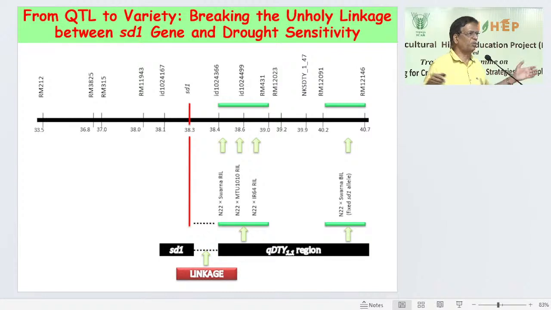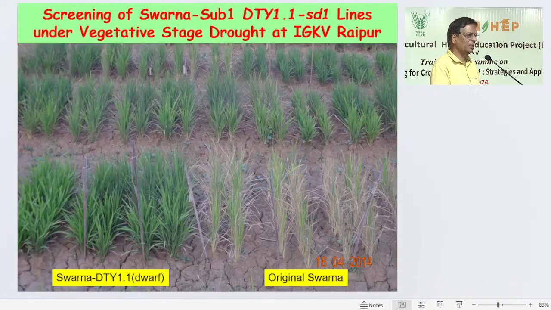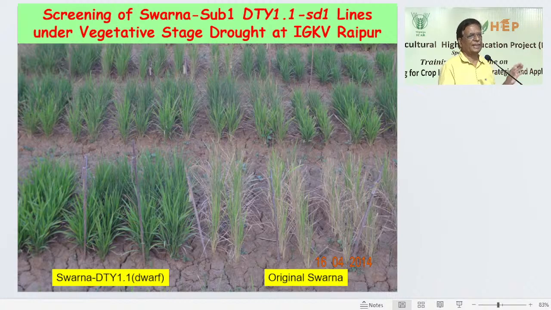For this you have to go through more than 5,000 lines. Then you find the lines which were dwarf but still drought tolerant. This is the line of Swarna which has a dwarf, Swarna DTY1 dwarf. This is the original Swarna which was dwarf, but it has the tightly linked sensitivity allele. So see, it is dried, but when you recombine, get the tolerant allele and combine it with the dwarfing gene, then you get this Swarna, which is different from that. This is a very typical example of negative linkage drag.